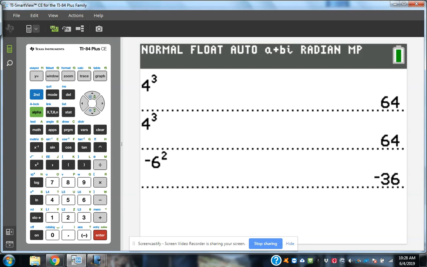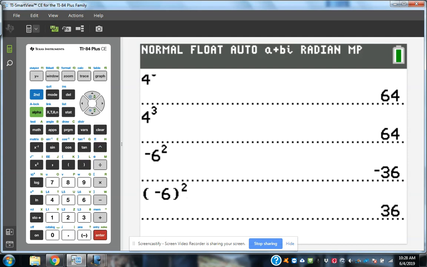And the parentheses are right here above the 8 and the 9. So a parenthesis, negative 6, close the parentheses, caret symbol, 2. And there we get a negative 6 times negative 6 is positive 36. Be very careful of that.